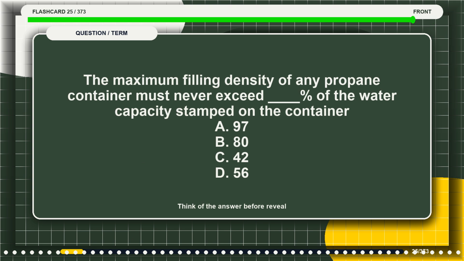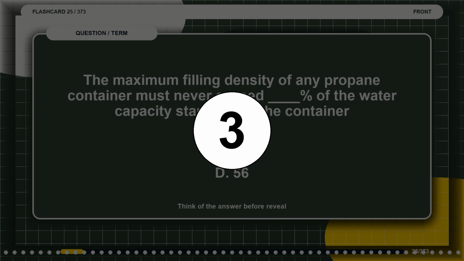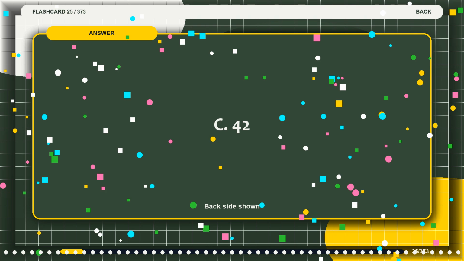Flashcard 25. The maximum filling density of any propane container must never exceed blank percent of the water capacity stamped on the container. A. 97. B. 80. C. 42. D. 56. Think of the answer before the reveal. The answer is C. 42.